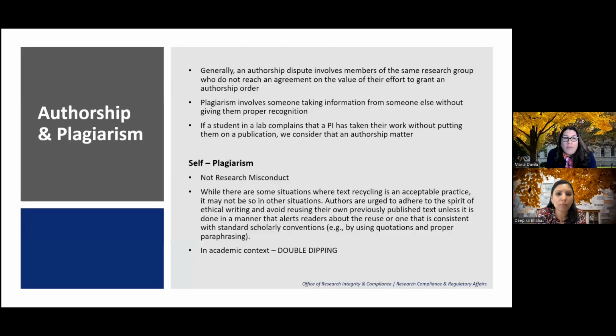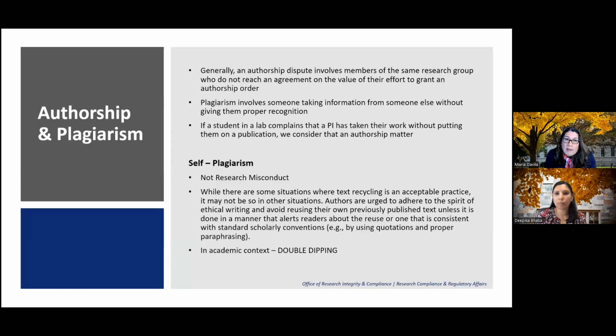So on this part of authorship and plagiarism, we want to make a differentiation here because it's something that we always get questions about. And we see it's very clear that it's easily confused. So we want to just provide some clarity here. In general, when we talk about authorship, we talk about members of the same team that are having a dispute or a disagreement about who should be author, depending on the value of their effort when they're working on a publication or a grant.